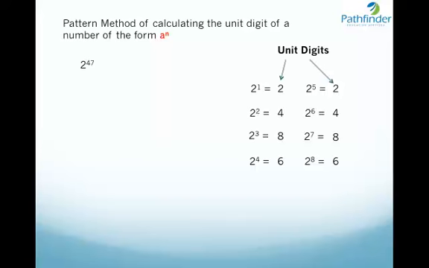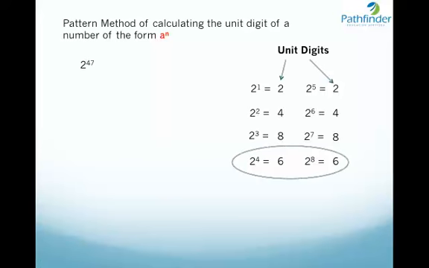So we can see here that when 2 is raised to powers 1, 2, 3, 4, 5, 6, 7, 8, the unit digits repeat in a pattern of 2, then 4, then 8, then 6, again 2, 4, 8 and 6. So we can utilize this pattern to calculate the unit digit of our number 2 to the power 47. So how can we do that?